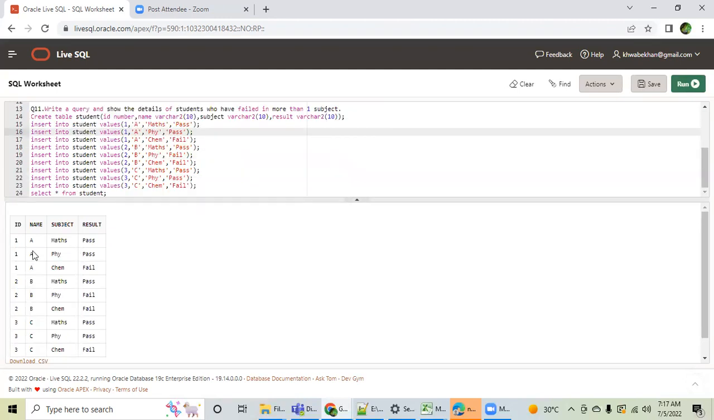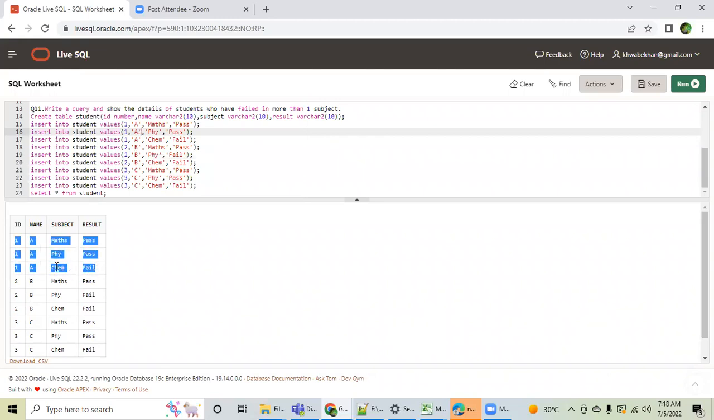So this is the student table, and they have ID 1, 2, 3. The student names are A, B, C. Subjects are maths, physics, chemistry. Result is pass or fail. Write a query to show the details of aspirants who have failed in more than one subject. I want those students who have failed in more than one subject. Please try to understand, this question is a bit tricky.